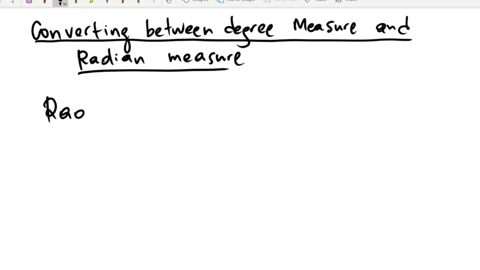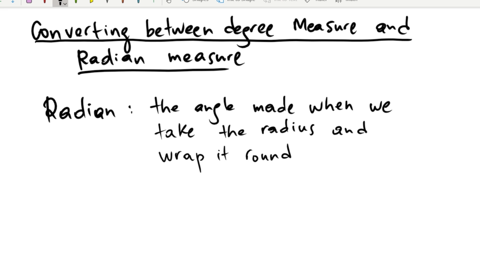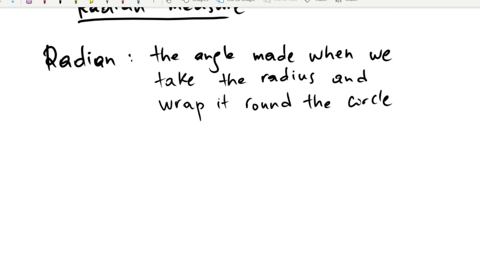A radian is the angle made when we take the radius and wrap it around the circle. Let me go ahead and show you exactly what we mean here.